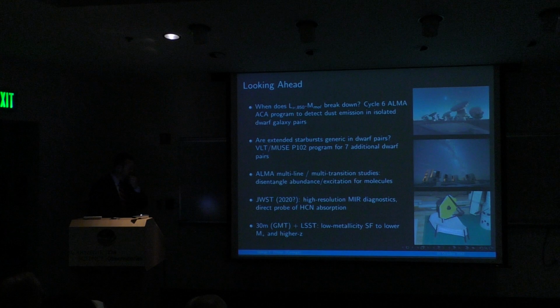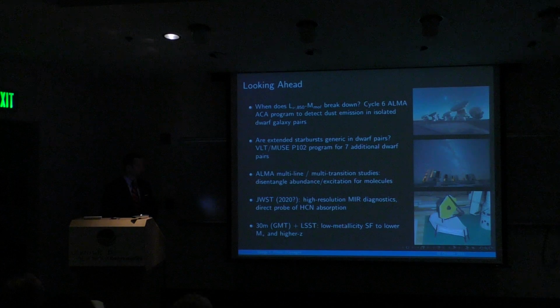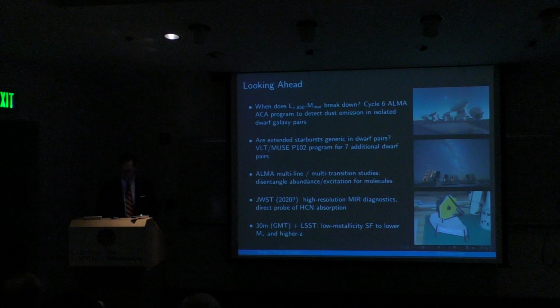And then, of course, lastly, with things like the 30-meter and LSST, we'll be able to find a lot more dwarf galaxies out to higher redshifts, build up larger samples of these objects, and detailed follow-up will really, I think, tell us more about how low metallicity star formation happens, which we can then, of course, bootstrap to high redshift and complement observations there.